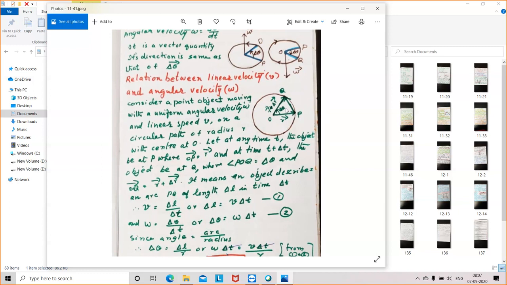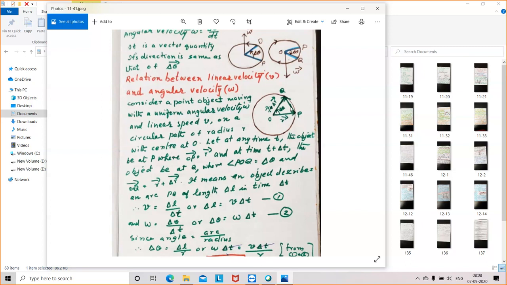Suppose the body is at P, moving in uniform circular motion. Here this is the center of the circle and this is the radius of the circle. The magnitude of the radius vector is the same, but the direction of the radius at every point is changing. When it is at P, this is the direction OP. When it is at Q, the direction of the radius vector is OQ. So the direction of the position vector or radius vector is changing with time.